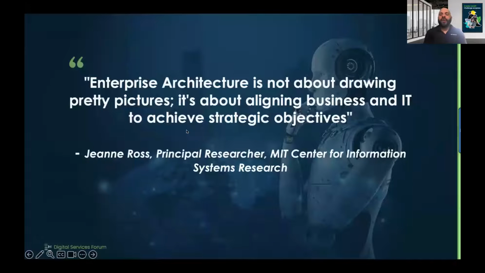So just wanted to start off with a quote that resonates really well with me. It's from Gene Ross from MIT, and it's how enterprise architecture is not about drawing pretty pictures, right? I always joke that it's boxes and lines, but it's really more about how we align technology to the business to be able to deliver on our strategy. And that's why value streams are extremely important, because we get to visualize that across the organization.